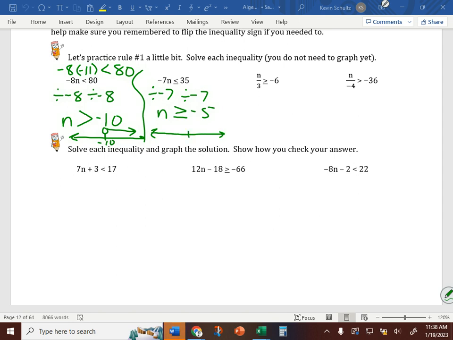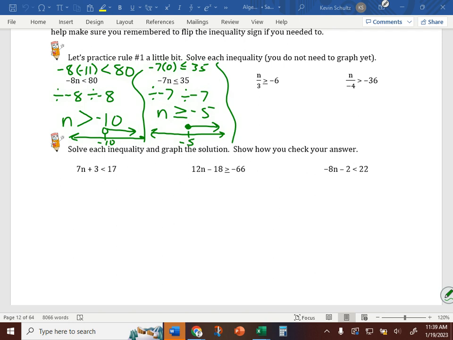Closed circle at -5 going to the right. That's where all our solutions are. Let's pick 0. 0 is greater than or equal to -5. If we plug in 0 here, is -7 times 0 less than or equal to 35? Yes, it is.